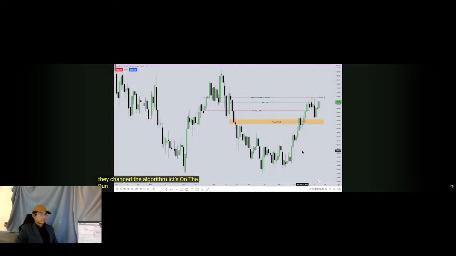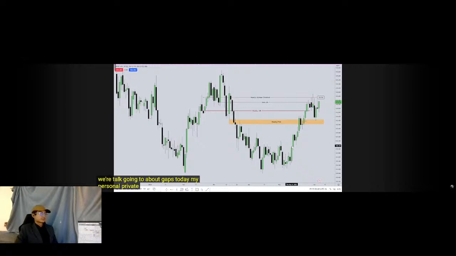ICT's on the run. No, I'm relaxing because I know that all I need to do is see a shift in market structure. What was that? See this high? It breaks it. What does it leave? Fair value gap. See that? Now, we're going to talk about gaps today.